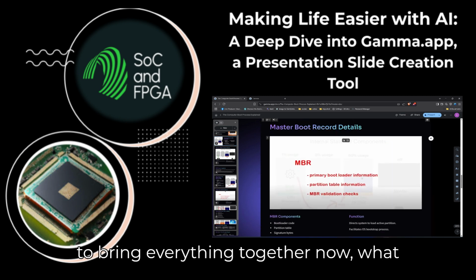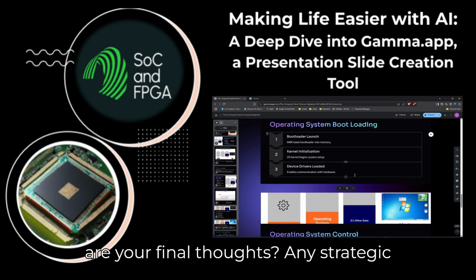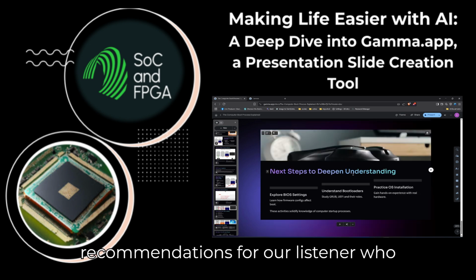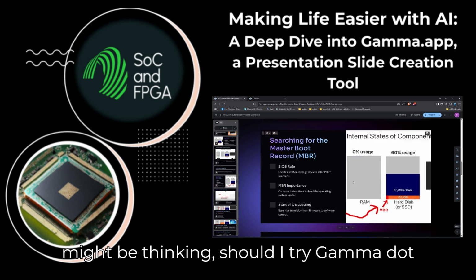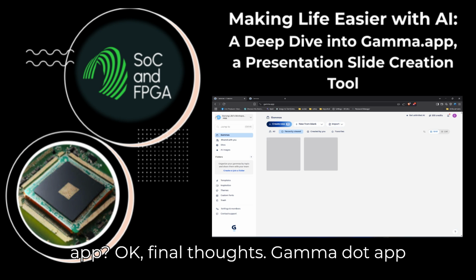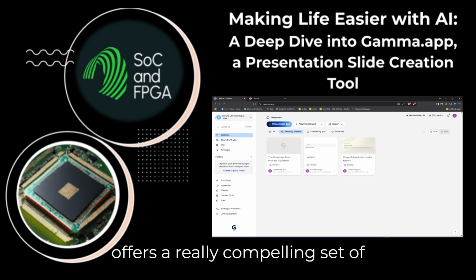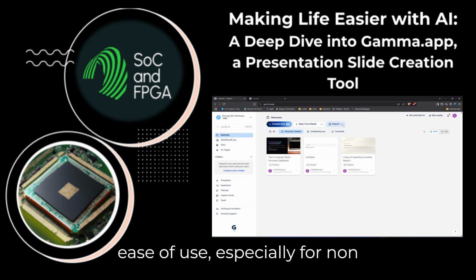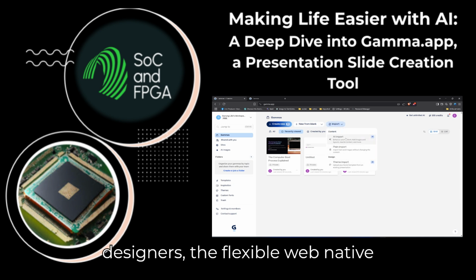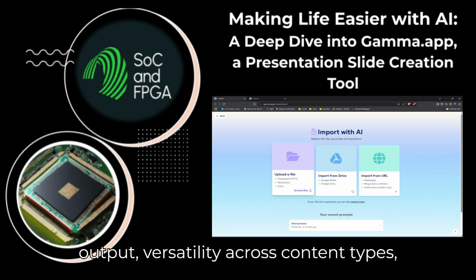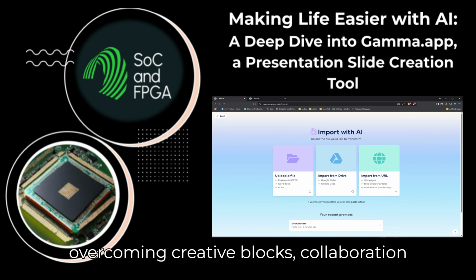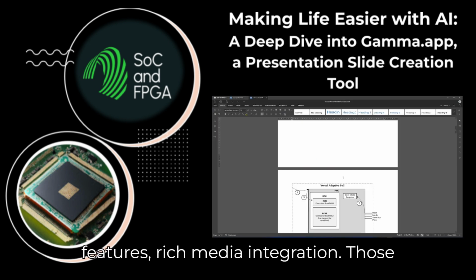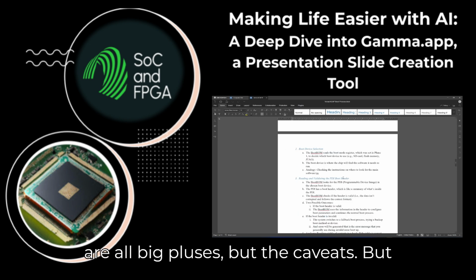Okay, so to bring everything together now, what are your final thoughts? Any strategic recommendations for our listener who might be thinking, should I try Gamma.app? Okay, final thoughts. Gamma.app offers a really compelling set of strengths. That rapid AI generation, the ease of use, especially for non-designers, the flexible web-native output, versatility across content types, overcoming creative blocks, collaboration features, rich media integration, those are all big pluses.